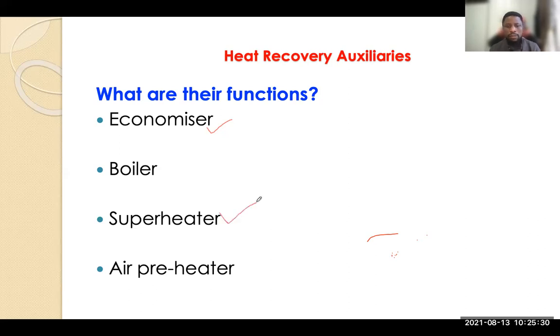Also right. So the superheater converts saturated steam. Remember, when the water is being heated, what you generate is saturated steam. And we've said that oftentimes saturated or wet steam is going to cause fouling. It is going to cause rust. It is going to cause things that we don't want. So you want dry steam. So spot on. Here, air preheater, any other takers?